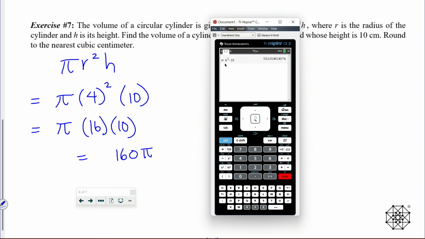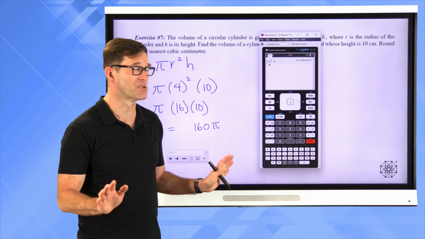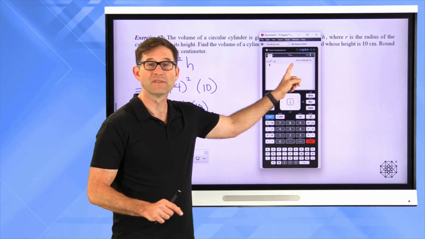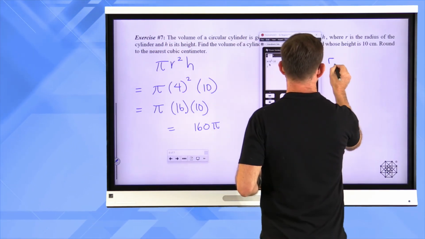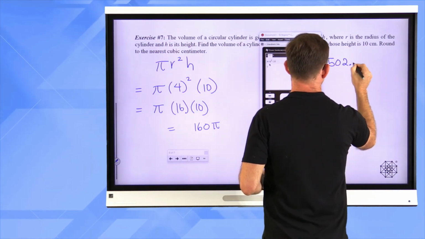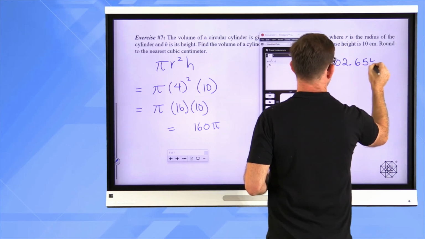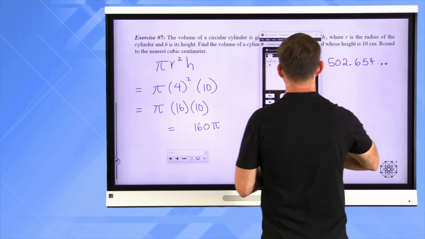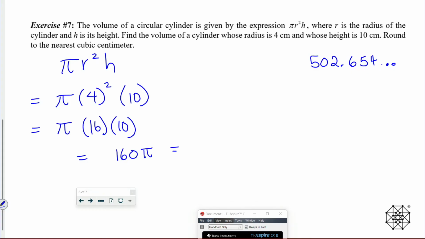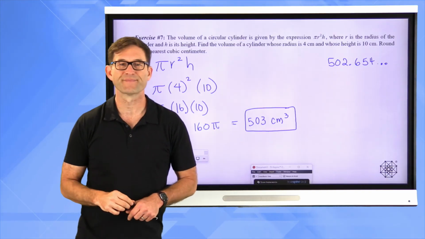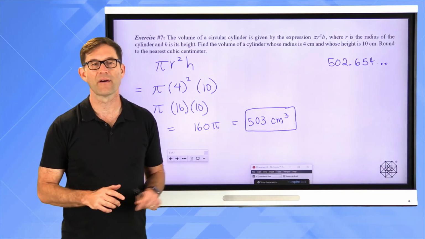All right, and what I see, hopefully, it's very small on your screen, but I see that the volume is 502.654, etc., which means ultimately my volume is going to be 503 cubic centimeters to the nearest cubic centimeter. All right, that's it. Just a little bit of calculator work there.